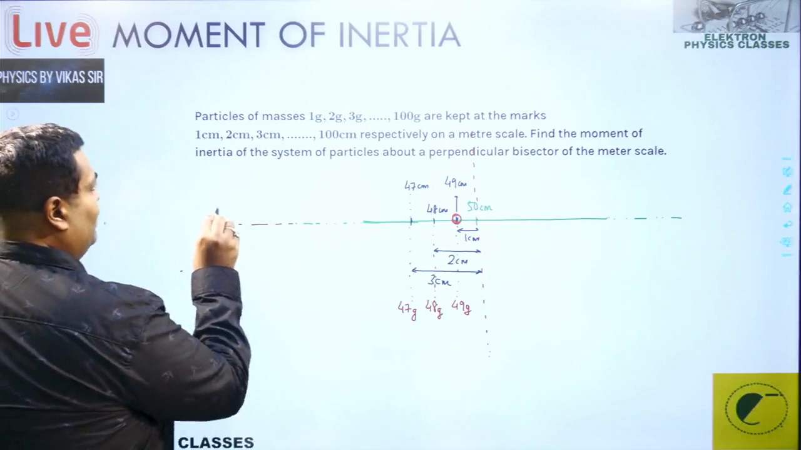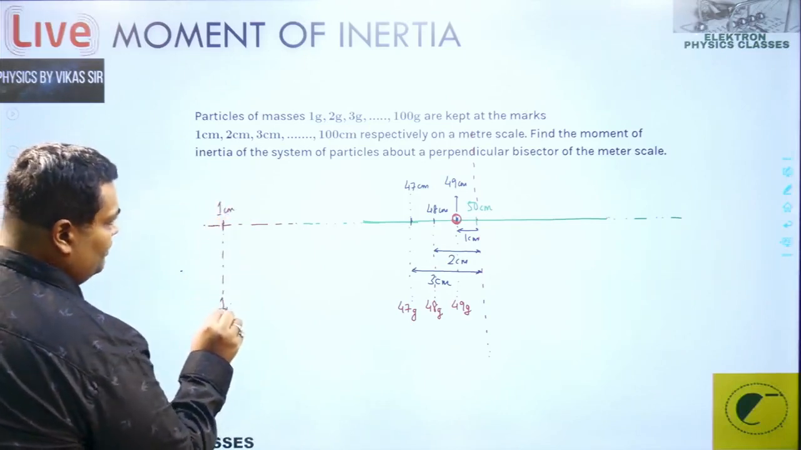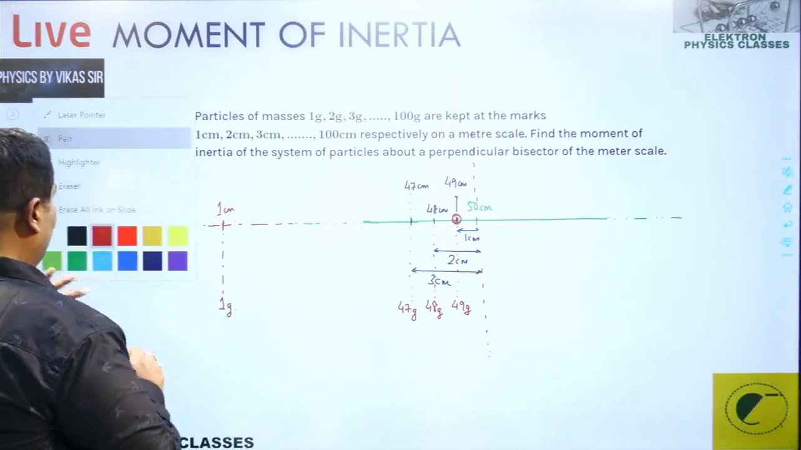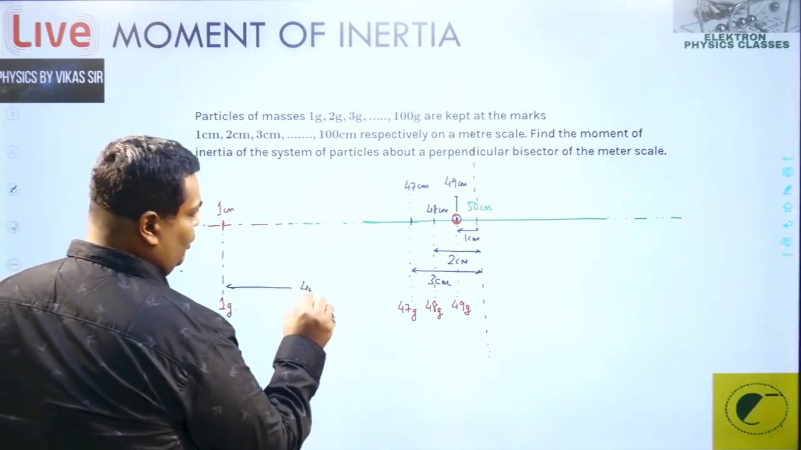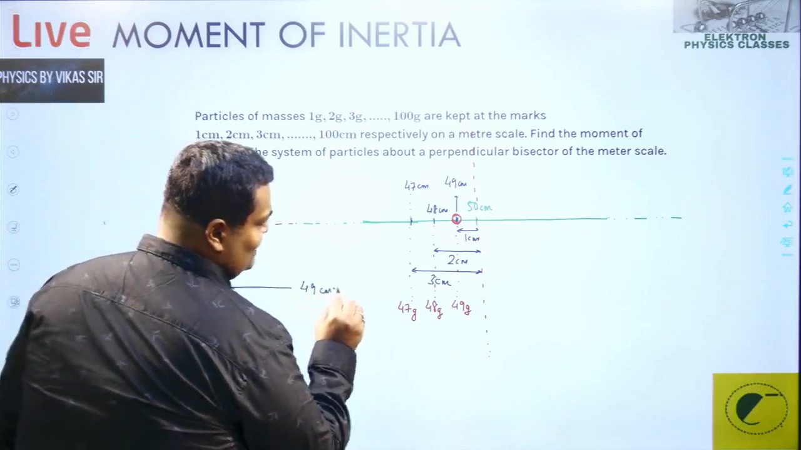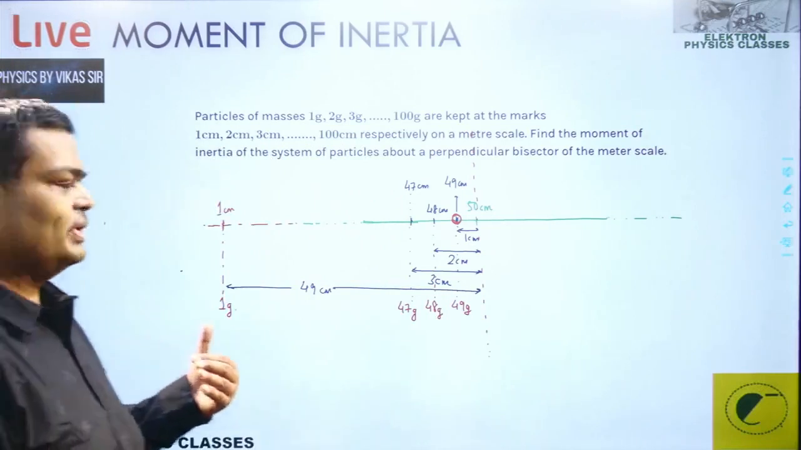That was at 1 centimeter mark, and this particle was of 1 gram. And the distance of it from here will be how much? 49. That will be 49 centimeter from here. Like this. This is the left side arrangement.